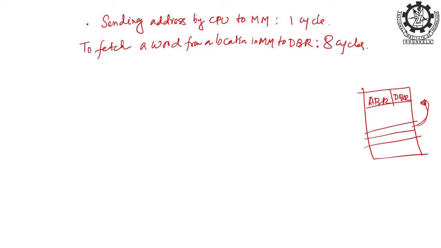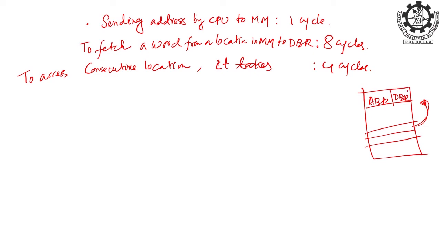Next, a consecutive word within a module takes half of the earlier. If the first takes 8 cycles, then the next, because it is in the next location, takes less time. So, to access a consecutive location, it takes, let us say, 4 cycles.